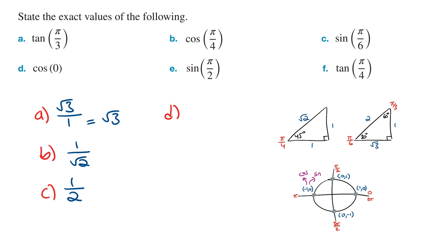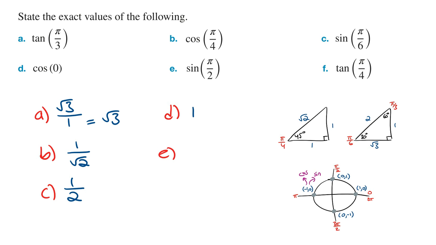Part D. We want the exact value of cos of 0. The angle 0 lies on the axis, and so looking at the coordinates where the angle is 0, the x-coordinate is going to be the value of cos of 0. The x-coordinate is 1, and so this means that the cos of 0 is equal to 1.